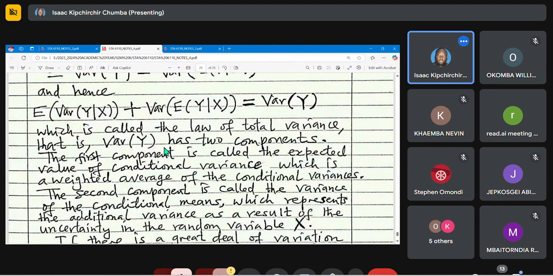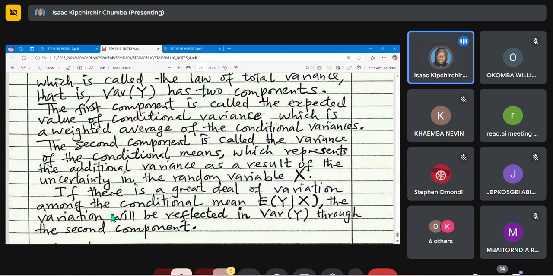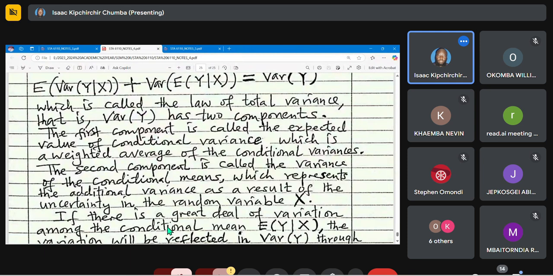The second component is called the variance of the conditional means, which represents the additional variance as a result of the uncertainty in the random variable X. If there is a great deal of variation among the conditional means, if they are very different, that variation will be reflected in the variance of Y through the second component. This will be high.